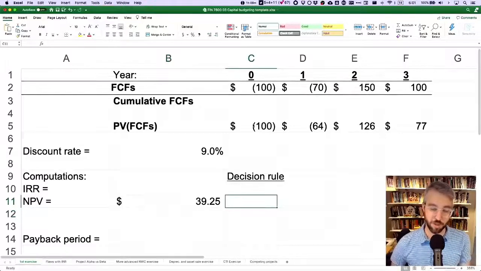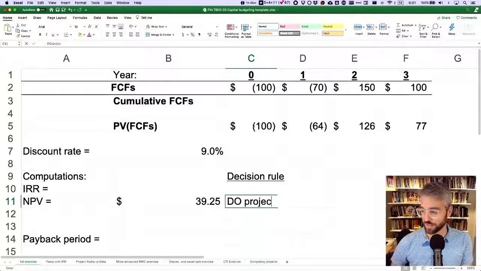Because the present value of all the benefits added up is greater than the present value of all the costs added up, we're going to say that this is a project worth doing because it passes our key NPV decision rule, which is do the project if NPV is greater than 0.